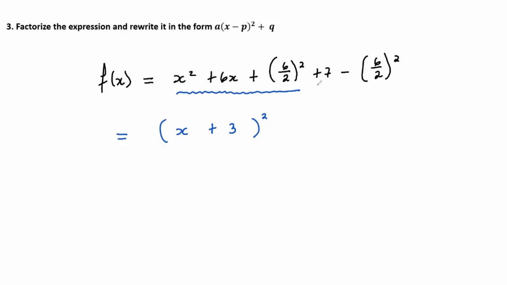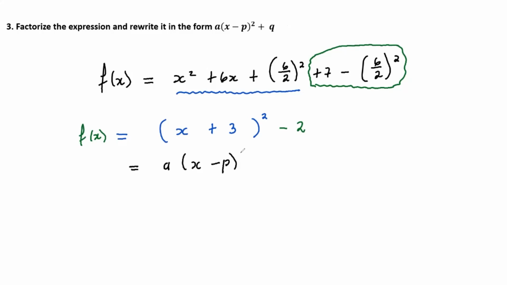Then lastly, deal with this guy here. This one, you're simply going to put in the calculator: plus 7 minus 6 over 2 squared. And your final answer is now minus 2. Now you can check your equation. It's now written in the form a(x minus p) squared plus q.